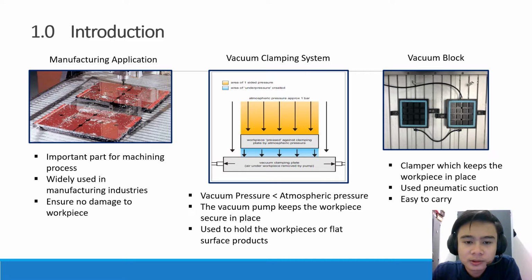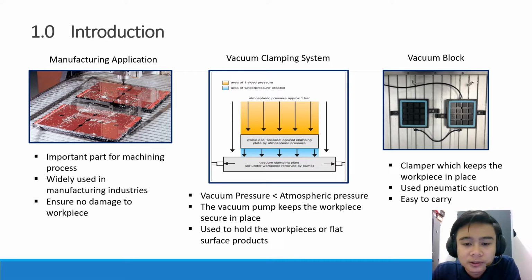This is my introduction. My introduction involves manufacturing applications, vacuum clamping system, and vacuum block. First is manufacturing applications. In manufacturing systems, fixtures such as clamps are an important part of the material removal process, for example the machining process. The vacuum clamp is one of the fixtures used widely in manufacturing industries.